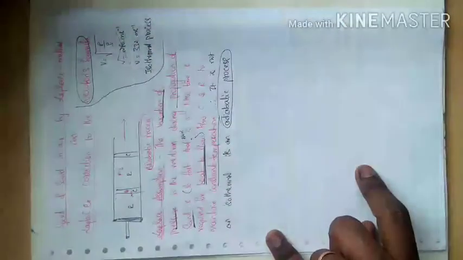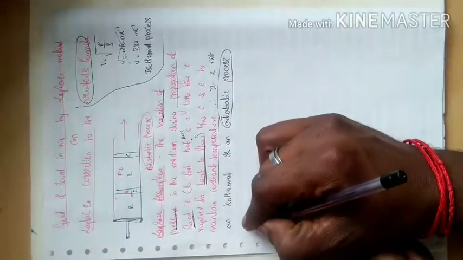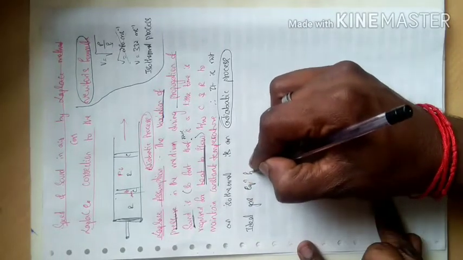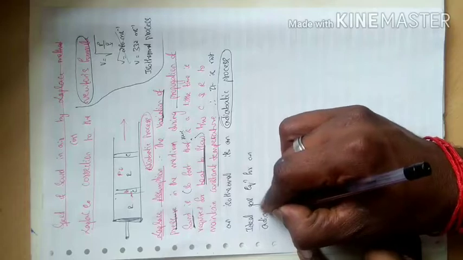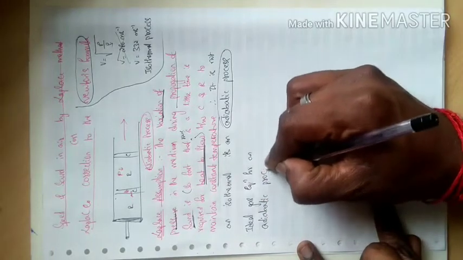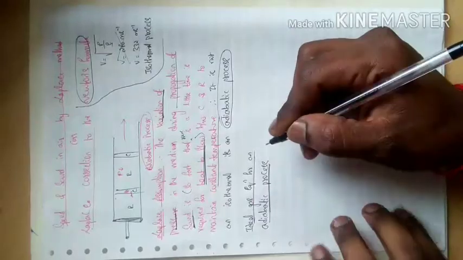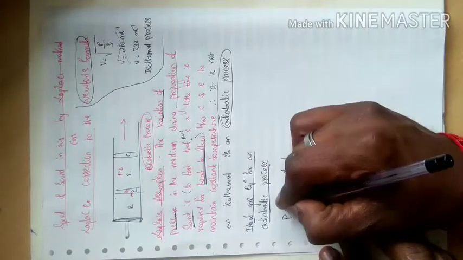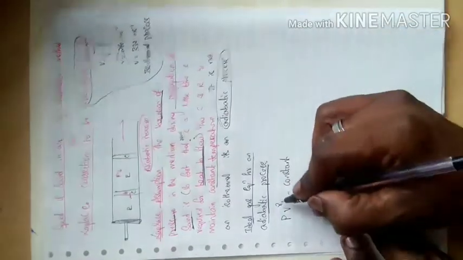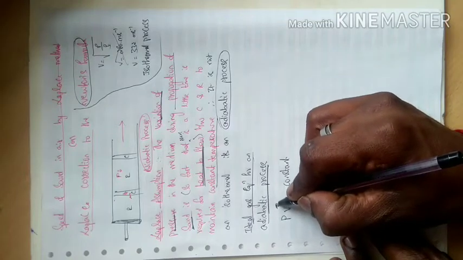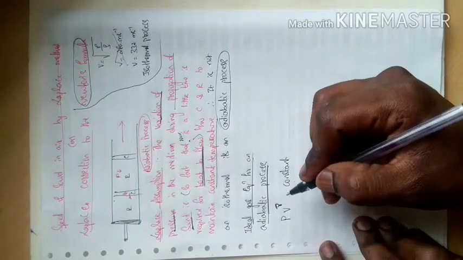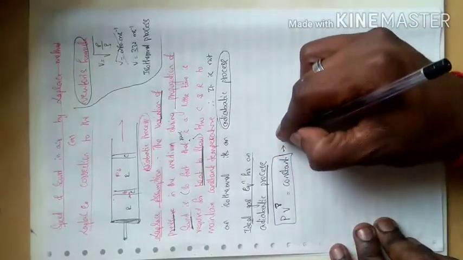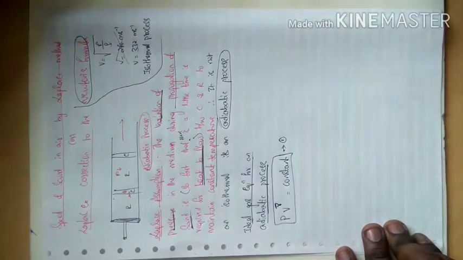Now let us see according to Laplace. We know the ideal gas equation for an adiabatic process is PV to the power gamma equals a constant. For Newton's isothermal process it was PV equals constant. Here gamma is nothing but the specific heat ratio. Calling it equation 1.